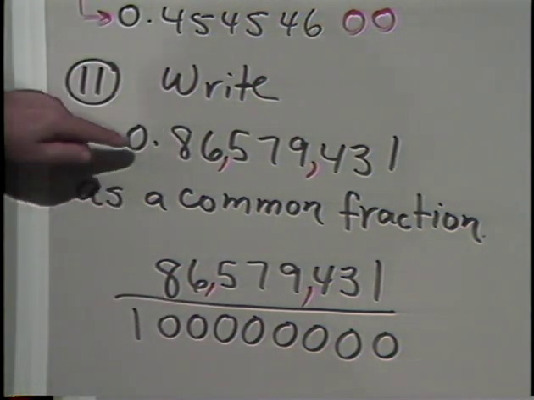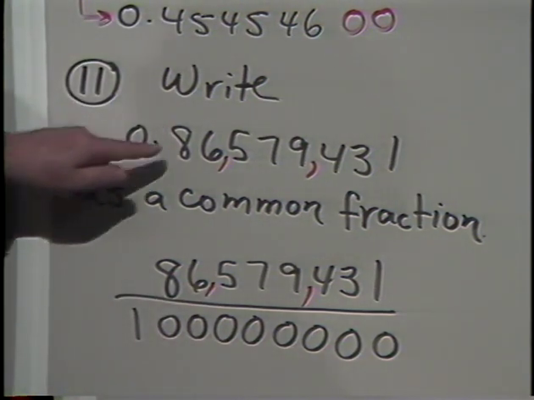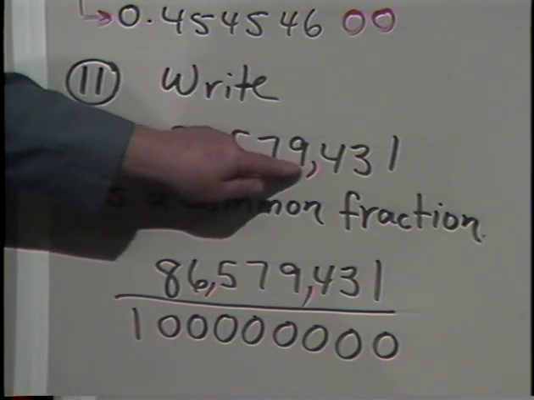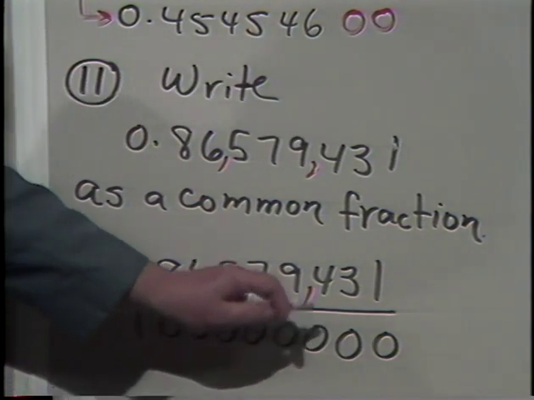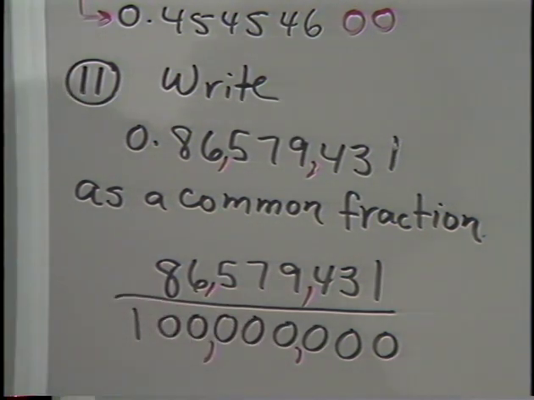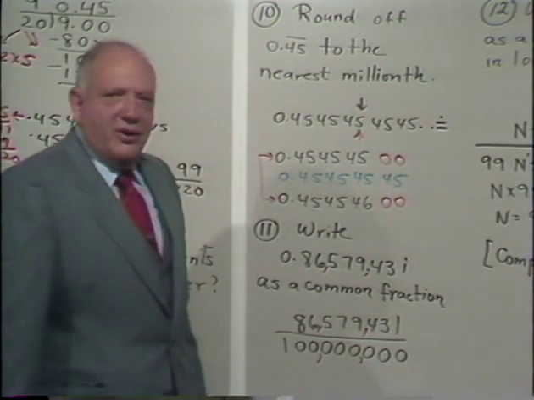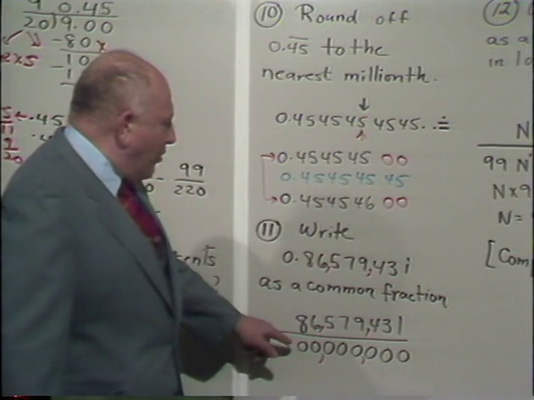Now, how many digits are there to the right of the decimal point? 1, 2, 3, 4, 5, 6, 7, 8. So my denominator is a 1 followed by 8 zeros. 1, 2, 3, 4, 5, 6, 7, 8. And there's the answer as a common fraction. And by the way, this can't be reduced. How do I know that?